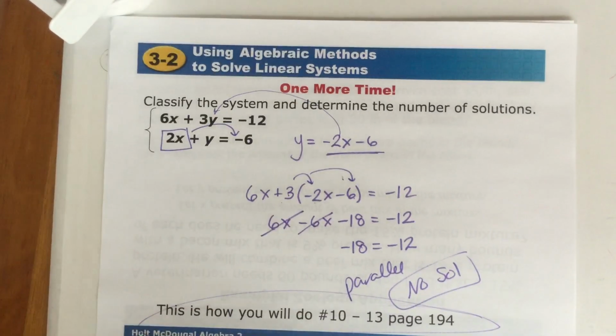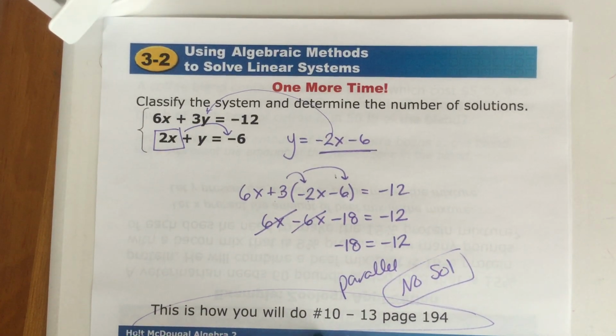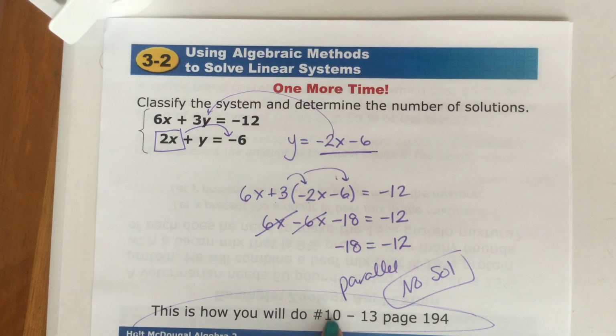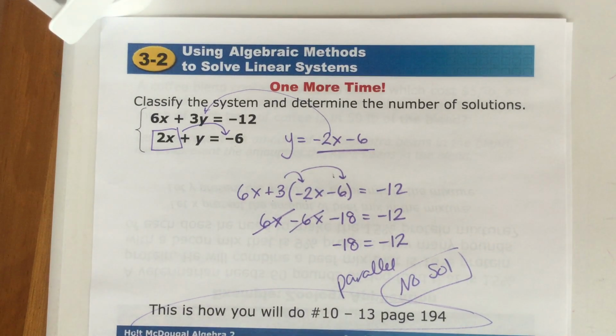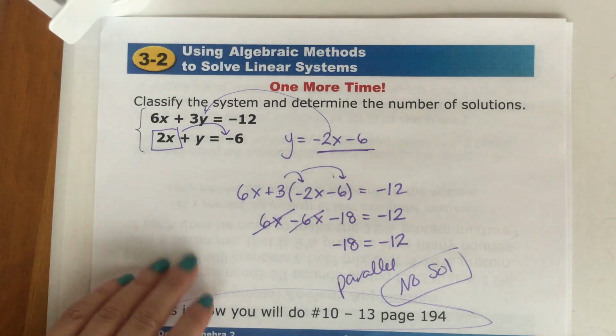In your assignment, 10 through 13, this is where you are going to end up with your parallel or same line situations. Okay, so when you are on page 194, 10 to 13, don't be alarmed when the variables cancel. That is going to happen on those questions. What you need to do is ask yourself, okay, are these two lines parallel? They'll never be the same, they'll never touch, so there's no solution. Or do you get a true statement, meaning that those two lines always touch? It's the same line, so you have infinite.